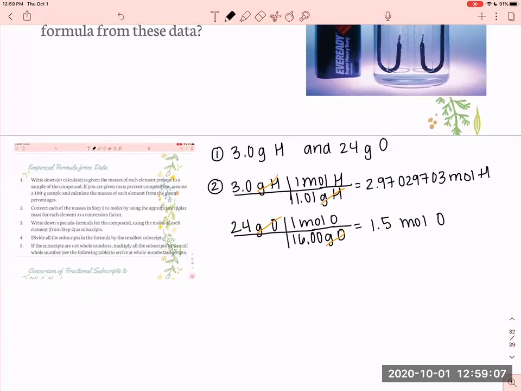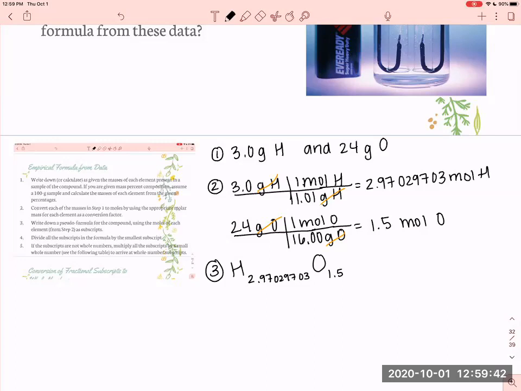Okay, that's step 2. Step 3 says write down a pseudo formula for the compound using moles of each element as subscripts. Usually when we're talking about subscripts, we're talking about whole numbers, but your textbook is guiding you to do this whole pseudo thing. I don't always do this, but just to show you what that looks like, I'm going to write this number down, and I don't like this because it makes me nervous. I'm going to write something down wrong. Okay, so I can't leave it like this, right? I can't say 2.97 hydrogens for every 1.5 oxygens. Can't leave it like that.